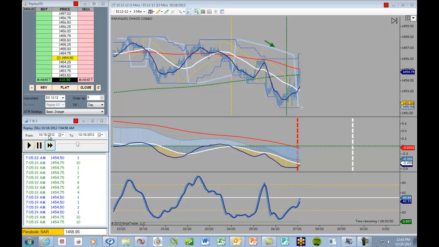I think there was a report that came out at 7 that day, because notice it was a big spike up, but it didn't stay there. Okay, I'm going to slow this down here now. Notice we're getting ready to flip the stochastic.